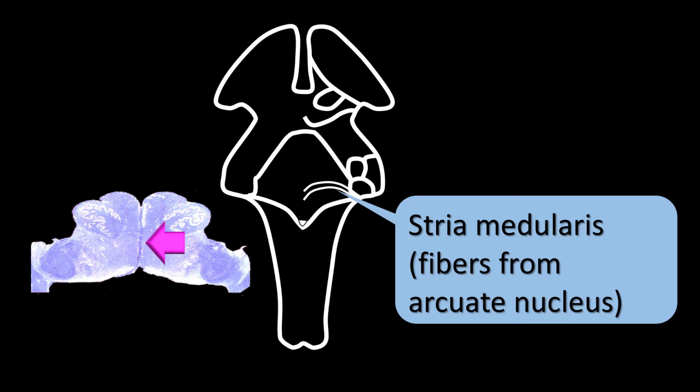The fibers from this nucleus cross the midline and travel dorsally to reach the surface of the floor of the rhomboid fossa and then turn towards the cerebellum, entering it through the inferior cerebellar peduncle.